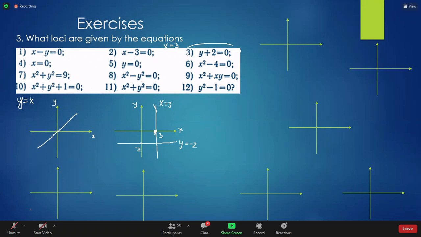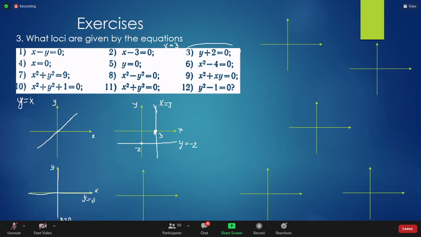X equals 0. It's the y-axis. Yes, thank you. It is the y-axis, indeed. So on the y-axis, x is 0. And similarly, of course, y is 0 on the x-axis. So y is 0. This is x. This is 1. Now 6.